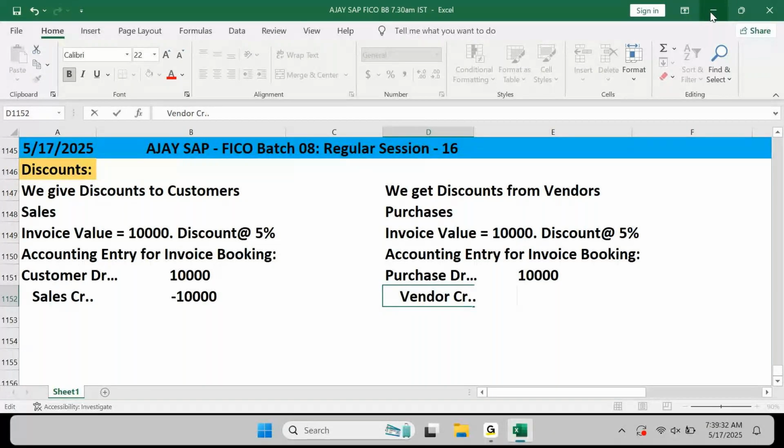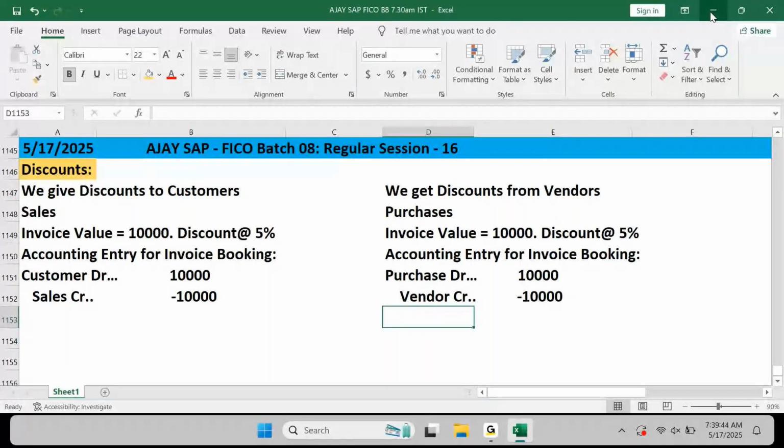So there is no change in the accounting entry. Discount does not have any impact on your invoice, right? At the time of invoice, you're only alerting the system that there is a discount on this invoice. This discount will be given only if you make early payment, or you can make payment at any time to get the discount.